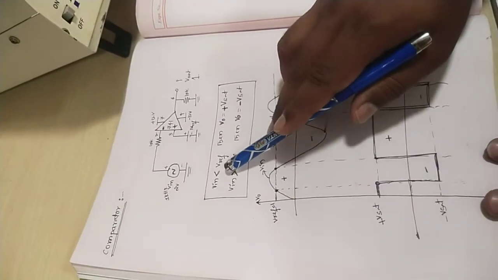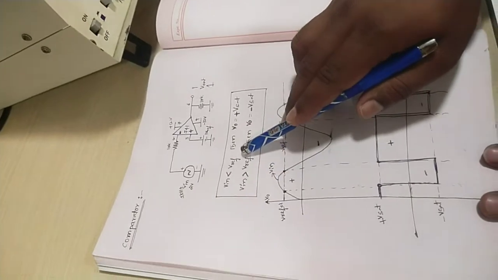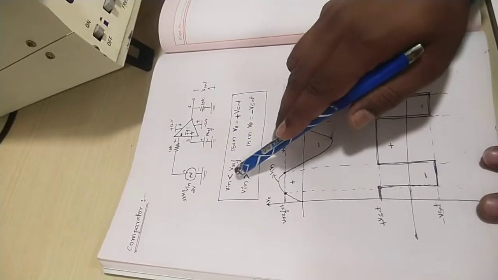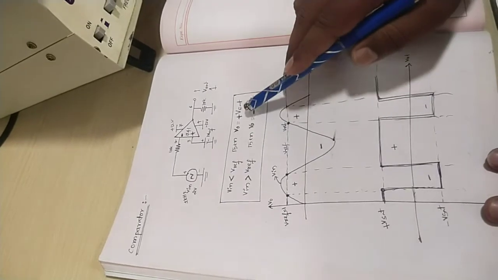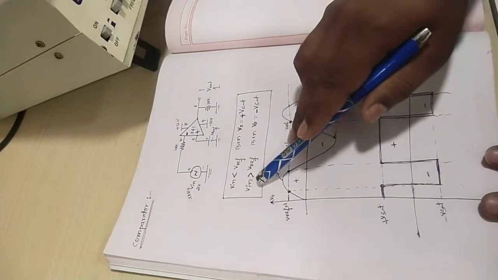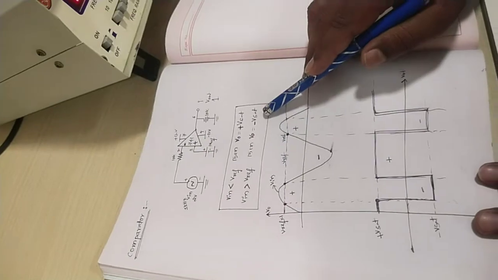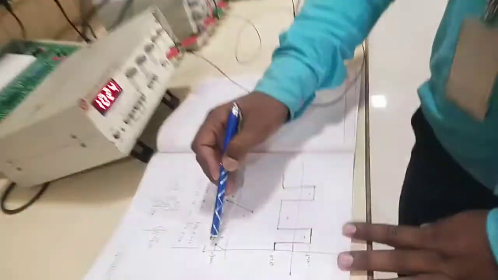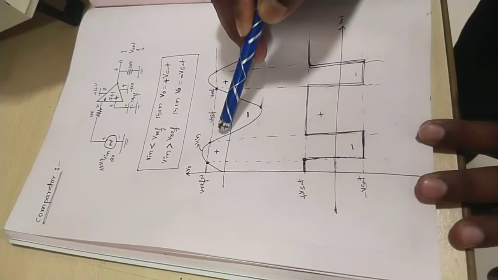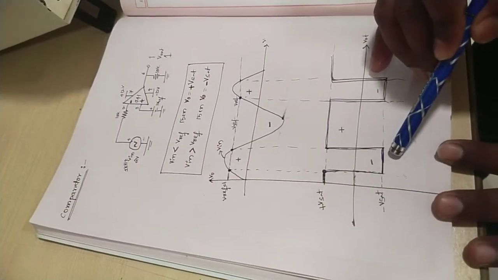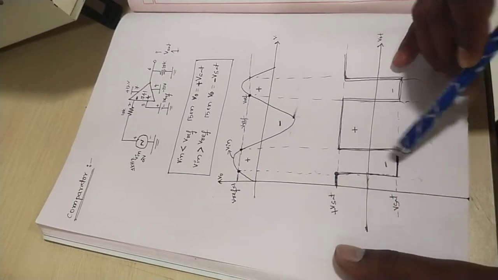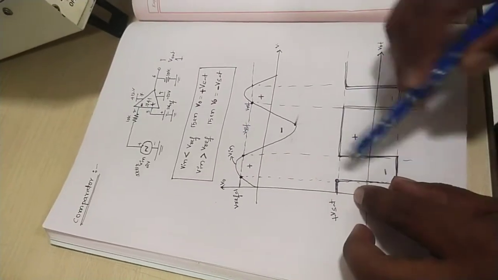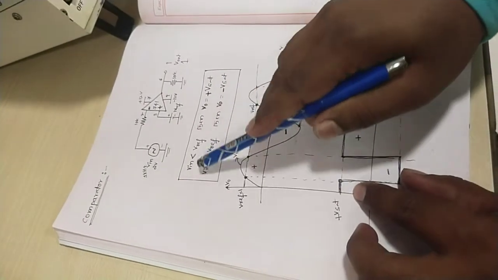Whenever Vin is less than V reference, where the reference voltage is the DC voltage, then the output will be plus V sat. When Vin is greater than V reference, then the output will be minus V sat. To analyze this comparator circuit, we take these two waveforms. The sinusoidal waveform is the input waveform and the square waveform is the output waveform. To analyze the output waveform, we consider these two cases.